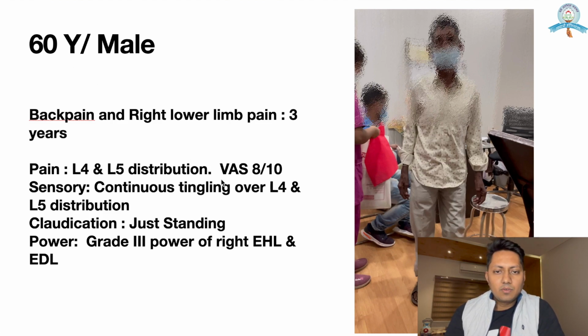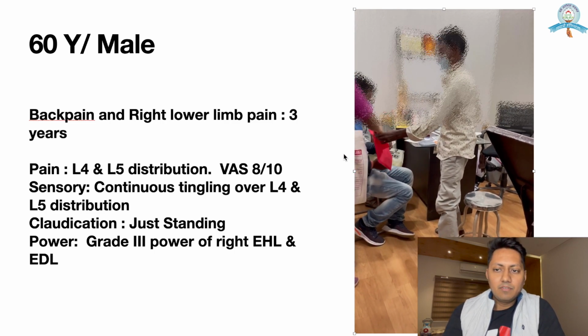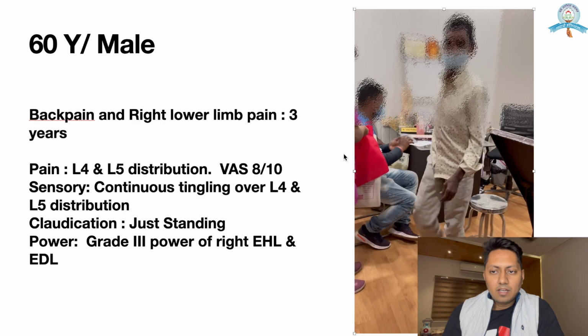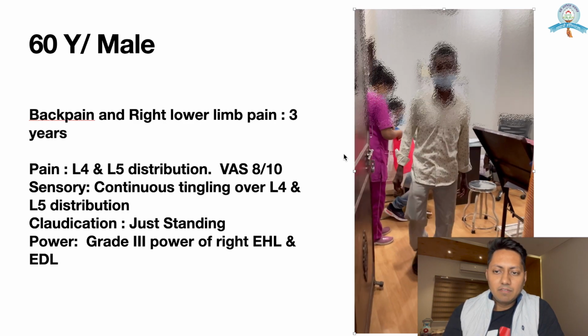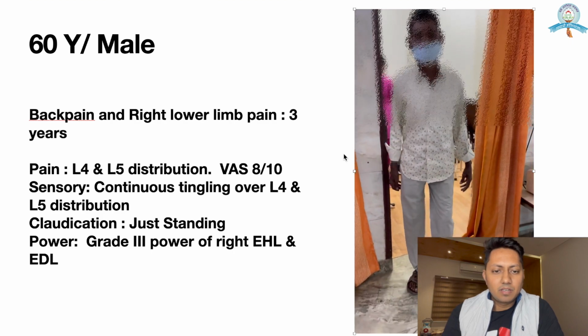This is a 60-year-old male patient who had complaints of back pain and right lower limb pain since 3 years. You can see I have taken a video of him. As soon as he started standing up, he developed claudication in his right lower limb and he was unable to walk due to this pain.